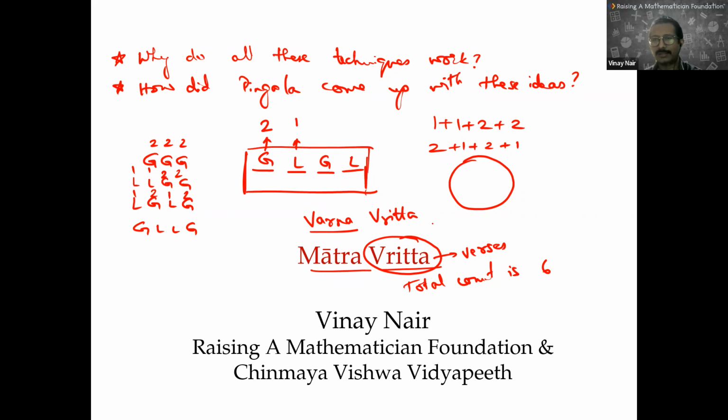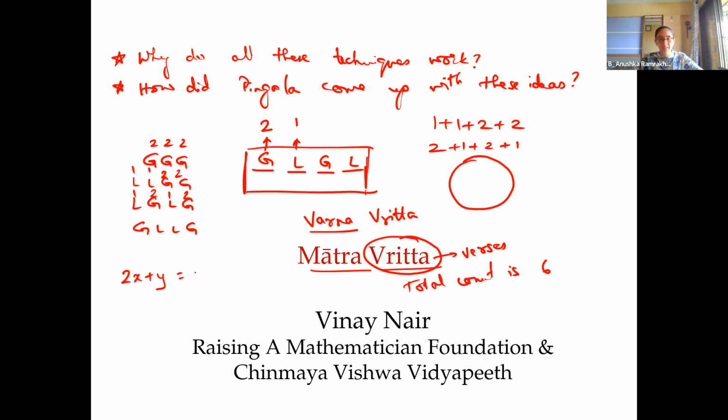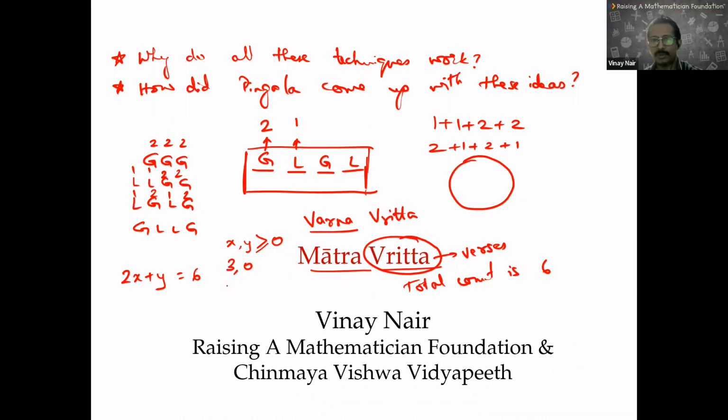Anushka? Yes, so we can say that we have an equation 2x plus y, where G is 2, x represents the number of G's and y represents the number of L's, and this 2x plus y should be equal to 6, and we have the condition that x and y are greater than or equal to 0. After finding the values of x and y, we also need to permute, because LG is different from GL, so permuting these number of cases. So x is 3, then y is 0; x is 2, then y is 2; x is 1, then y is 4; x is 0, then y is 6.